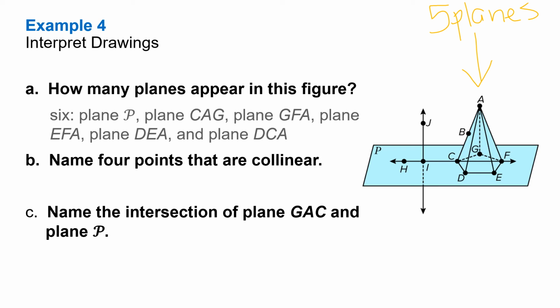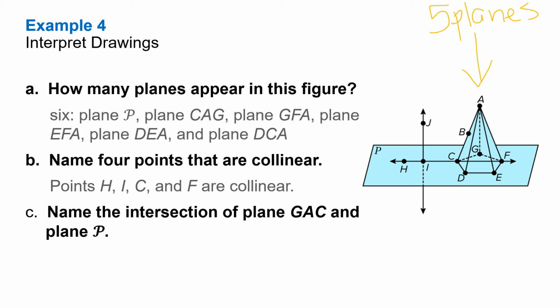Next, we're going to look at 4 points that are collinear. So collinear means on the same line. So we're looking for 4 points that are on the same line. Well, H and I are on the same line, and they also have points C and F on that same line. So H, I, C, and F are collinear.